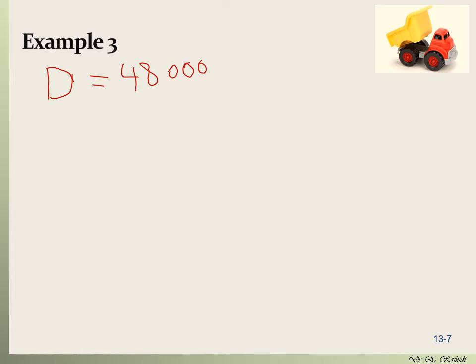So the yearly demand is 48,000 rubber wheels. What else do we know? We know that the production rate for this manufacturing company is 800 per day. So P, the production rate, is 800. We know that the carrying cost is $1 per wheel per year. So that's H. H is $1 per unit per year. And the setup cost per run is $45. So S is $45. That means that each time they start production, it's going to cost $45.